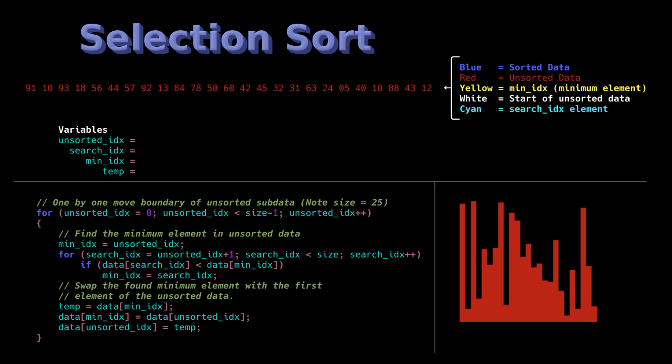In this video we will be exploring the selection sort algorithm. The selection sort algorithm sorts an array by repeatedly finding the minimum element in the unsorted portion and adding it to the end of the sorted portion of the array.